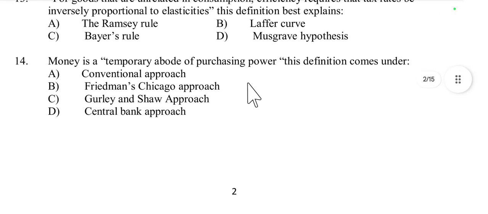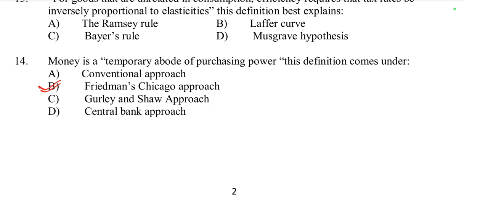Then question number 14. Money is a temporary abode of purchasing power. This definition comes under the conventional approach, Friedman-Chicago approach, Keynesian approach, or central bank approach. So it is Friedman's approach, the Friedman-Chicago approach. Option B. Money is a temporary abode of purchasing power. The definition aligns with the Friedman-Chicago approach to money.